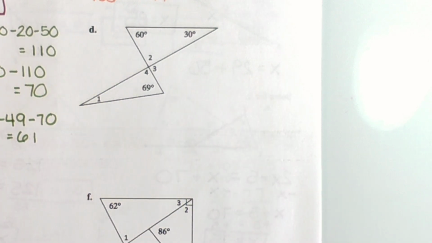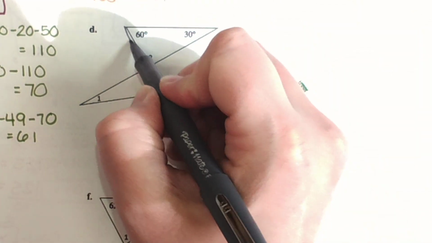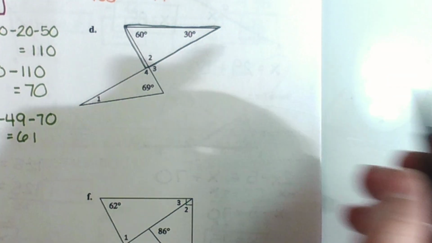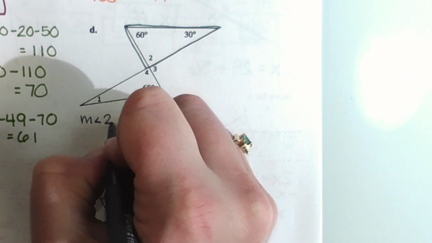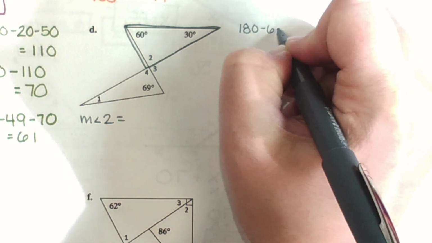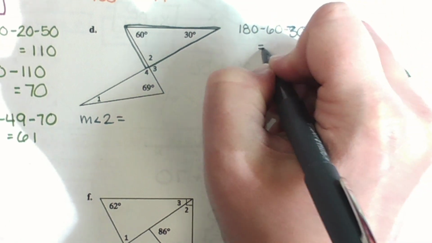Zay, which angle do you think is going to be the best one to find first? Angle 2. One on the top, I agree, because I know 2 of the angles in that triangle. Angles in a triangle still add up to 180. Minus 60 minus 30, I get 90.